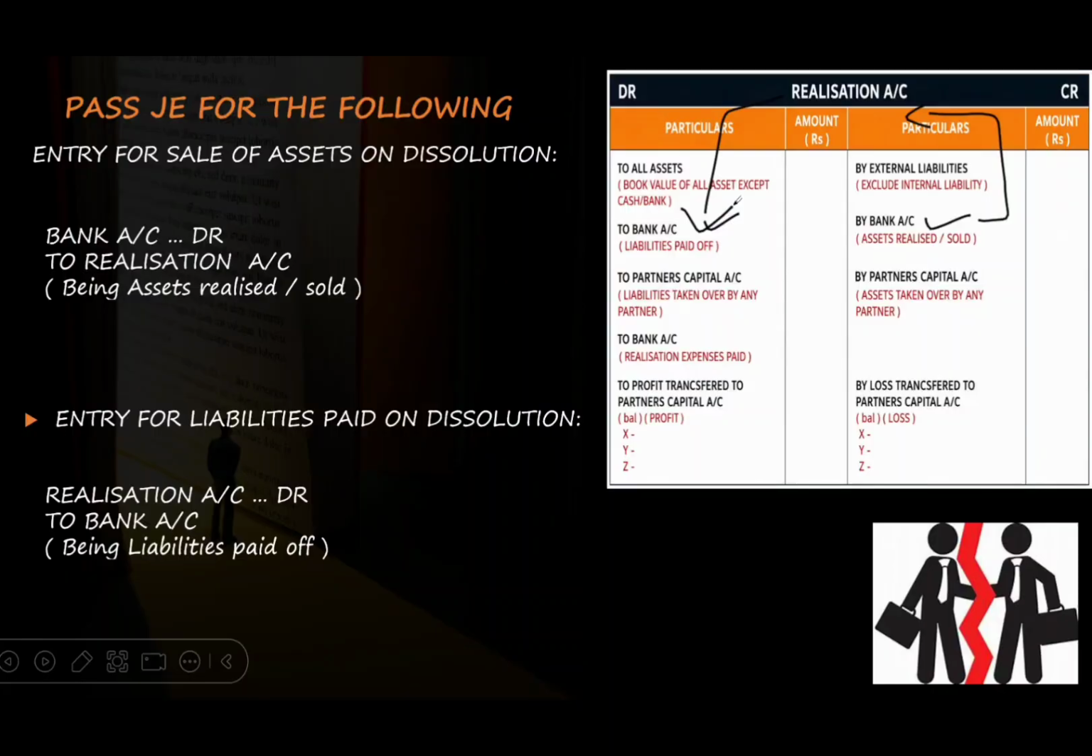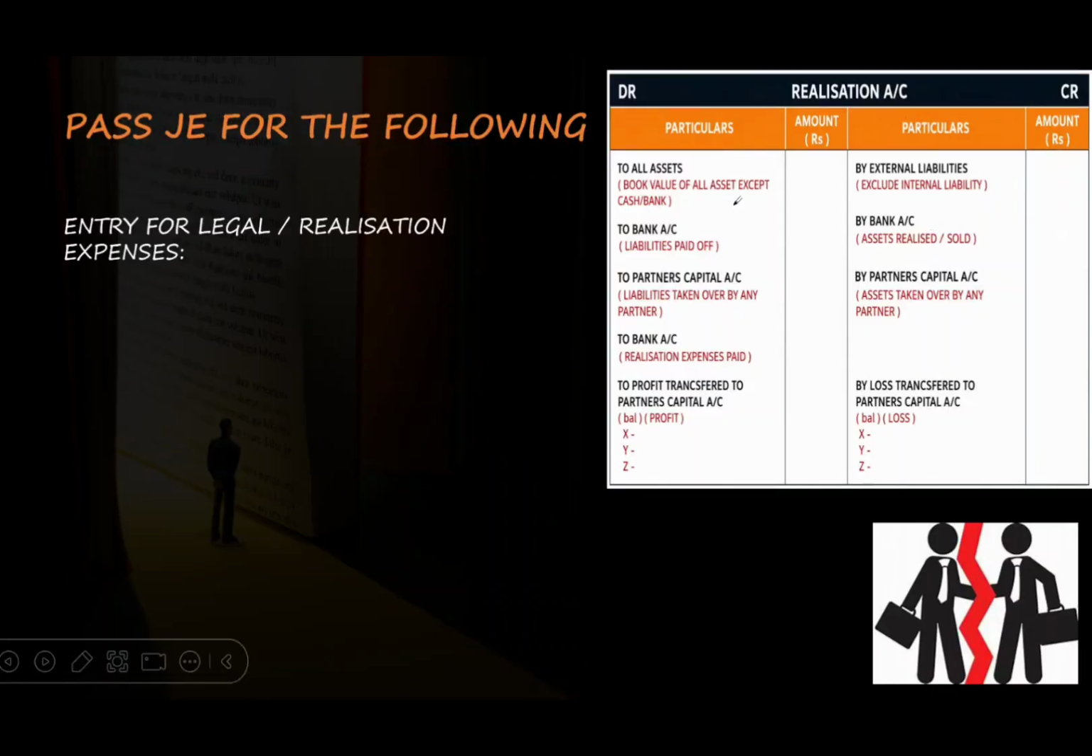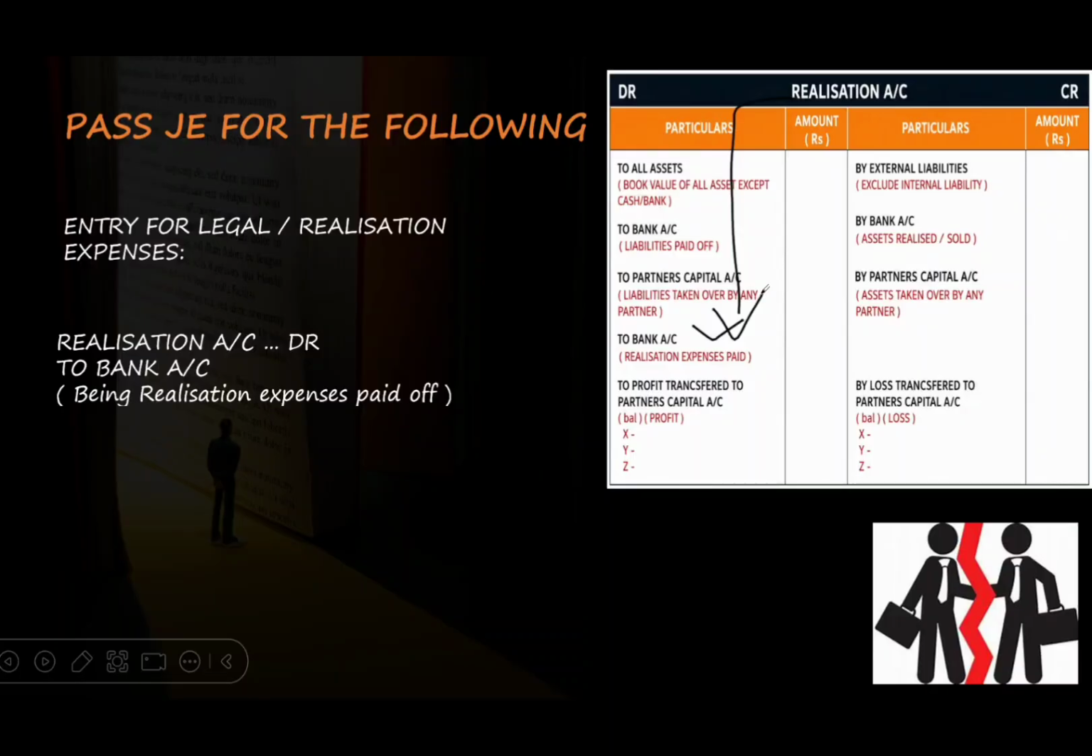The other entries are when the entry has to be passed for legal expenses or realization expenses or dissolution expenses. We made an entry here on the debit side of realization account. So it will be realization account debit to bank account, that is being realization expenses paid off. So this is the journal entry when the realization expenses are paid off by the firm.